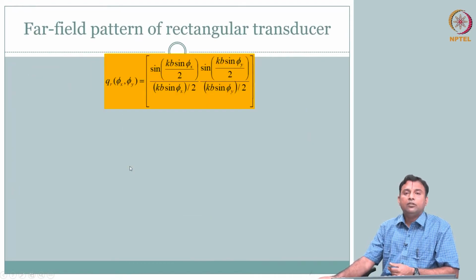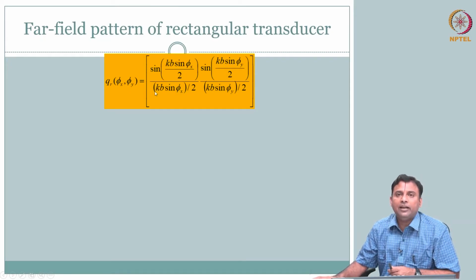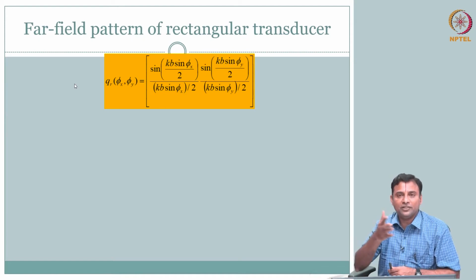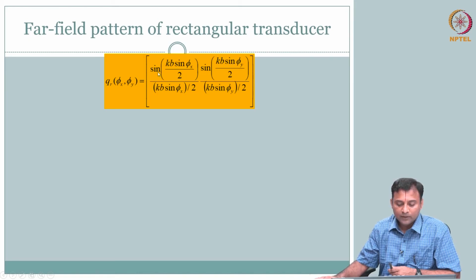Similarly, for your rectangular, you can get your function to be like this. What is this? Don't get intimidated. It's actually very powerful, something we already covered. What was this Q we talked about? It has to be some Fourier transform of your s. When you look at this, what do you see? Sine of some quantity by that quantity. Have you heard of sinc? Sine theta by theta. Yes, sinc. So this is a rectangular transducer.